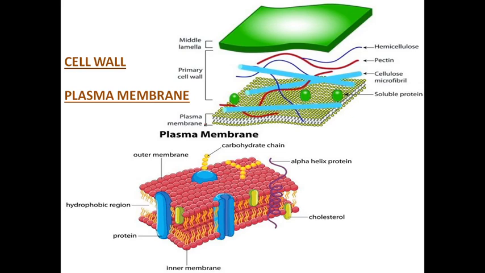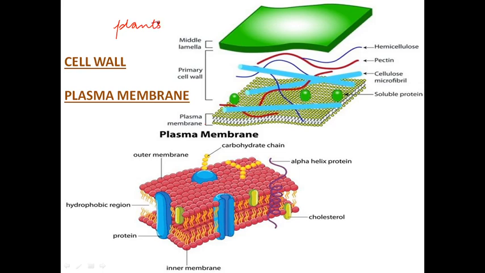Let's talk about the cell organelles. There are different cell organelles present in plant cell and animal cell. So let's now talk about the cell organelles which are present. First is the cell wall. As we know, the cell wall is a cell structure which is not present in the animal cell.